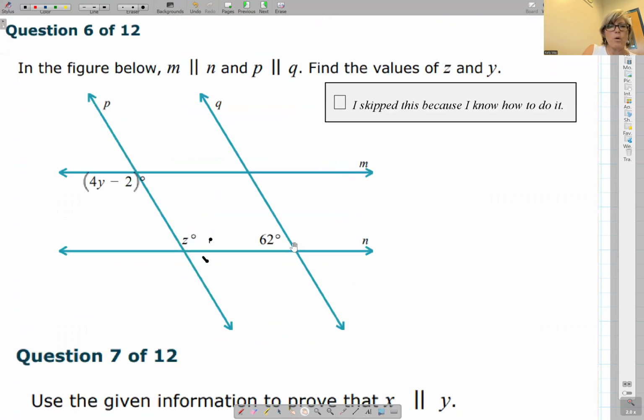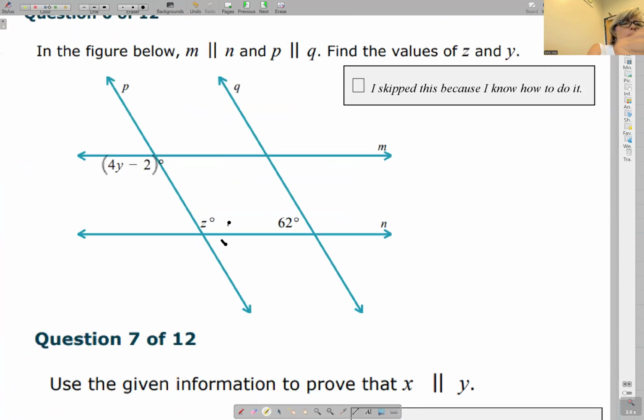It says in the figure below, M is parallel to N. So I'm going to color code that. These are parallel. And P is parallel to Q. So we're parallel going both ways.